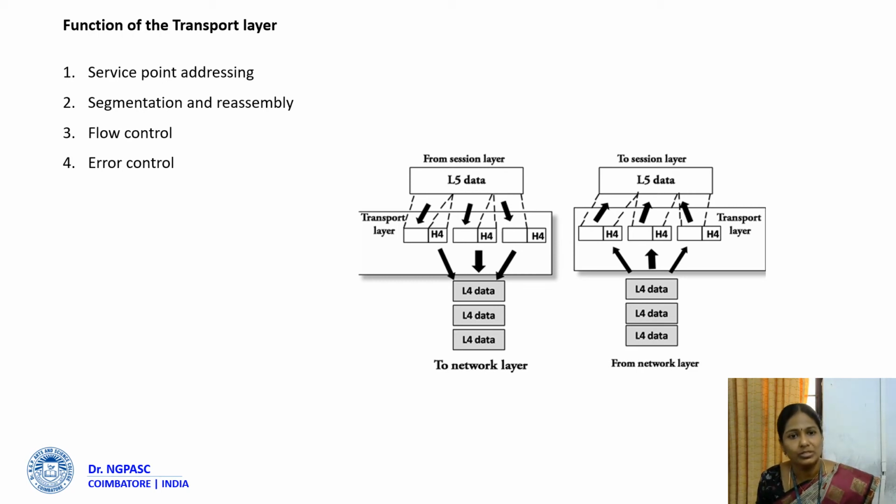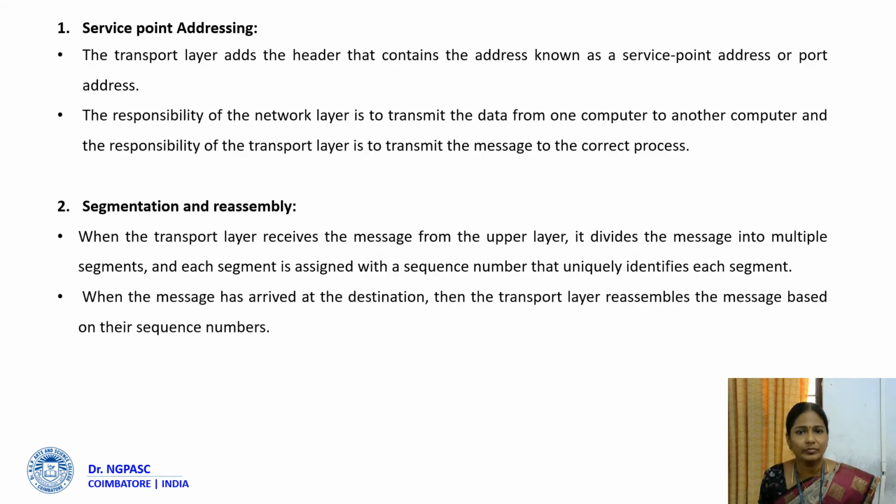First, service point addressing. Each and every device runs several applications. That application address is called the service point address. The responsibility of the network layer is to transmit the data from one computer to another computer, and the responsibility of the transport layer is to transmit the message to the correct process.